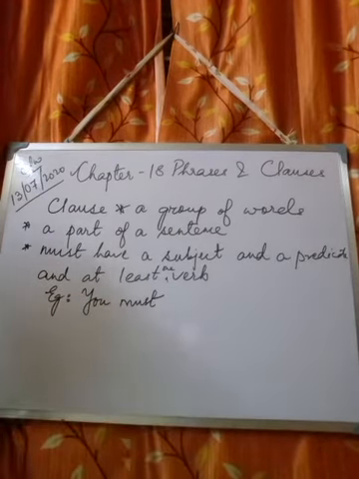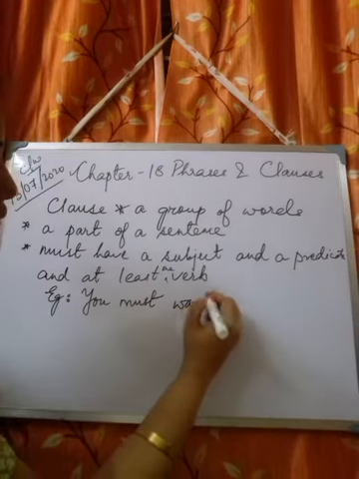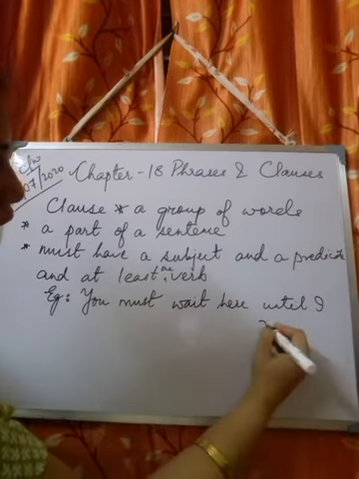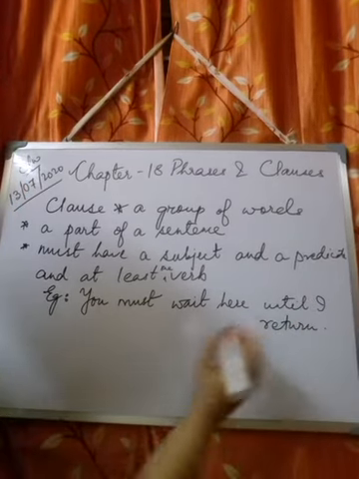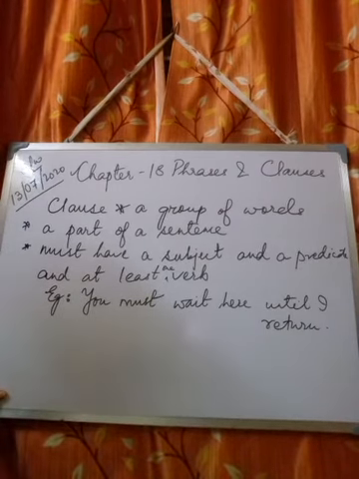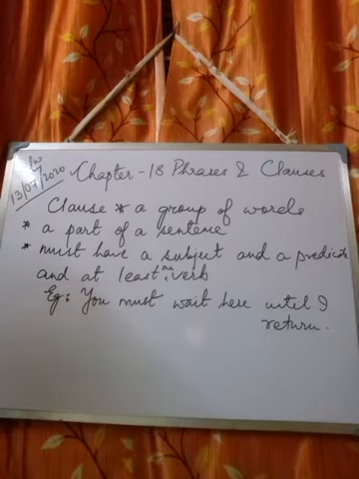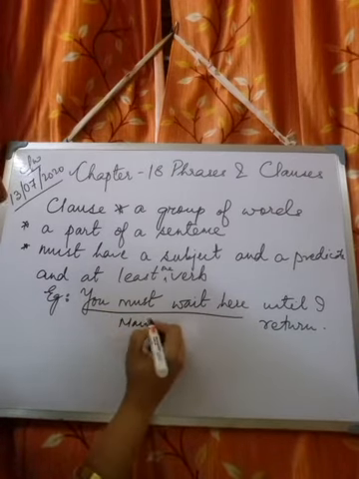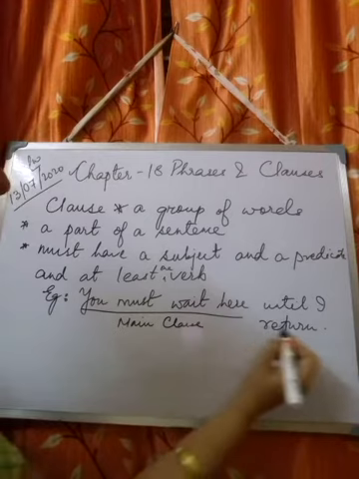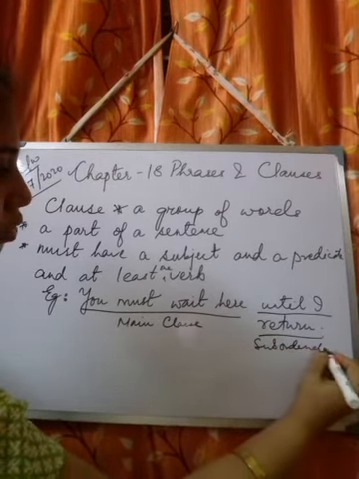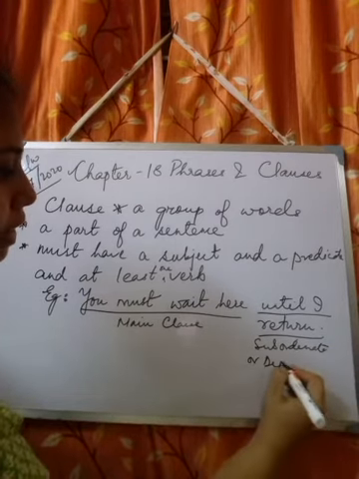You must wait here until I return. In this particular sentence, you must wait here until I return, you'll find that this sentence has got two clauses. One is you must wait here. This is the main clause of the sentence. Until I return becomes the subordinate or dependent clause.